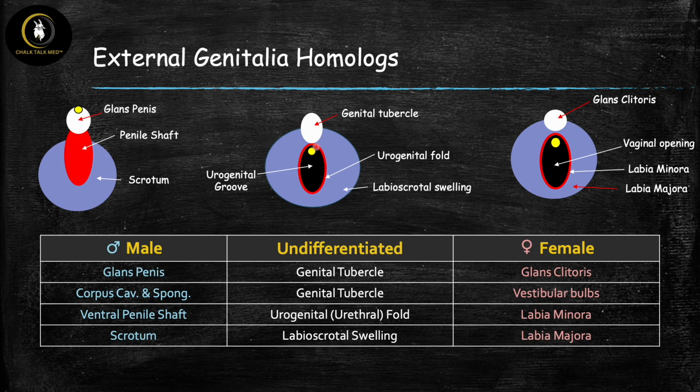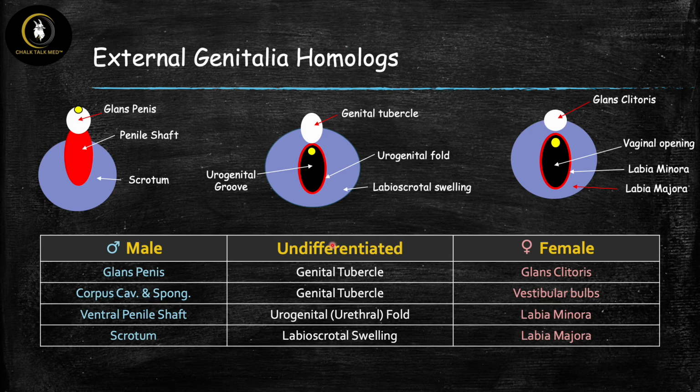So let's start with the genital tubercle. It becomes two things that are homologs of each other. So first, it becomes the glans penis in the male. So that's the head of the penis, and the glans clitoris in the female. So that's the top or the head of the vulva. So here's the genital tubercle. There's the glans penis over here, glans clitoris over here. So pretty much the glans penis and the glans clitoris are homologs of each other. They both come from the genital tubercle.